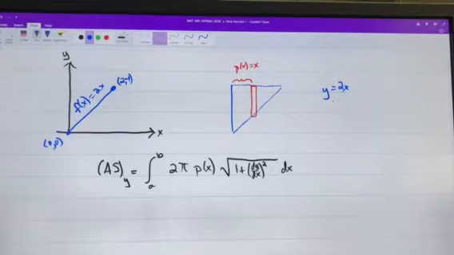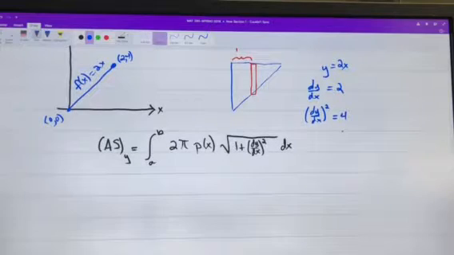And again, I have y is equal to 2x, and a little history repeating itself. So I have dy over dx is equal to 2, and the square of the derivative is going to be 4. Okay, so just filling in the values.